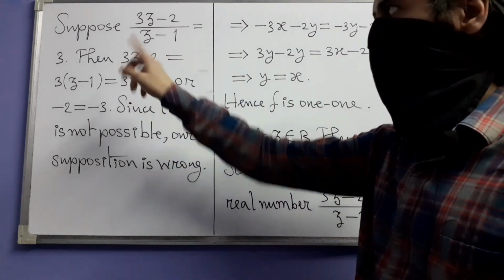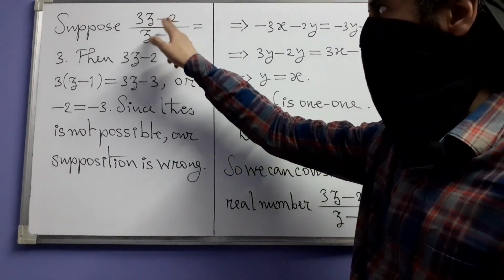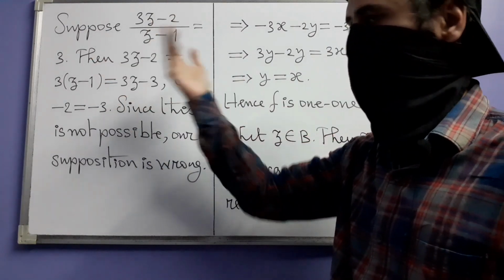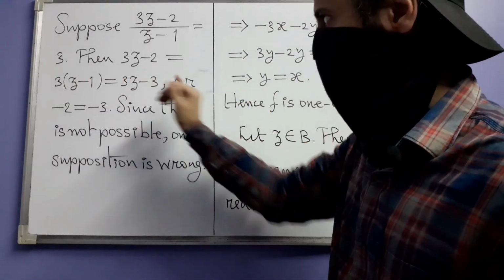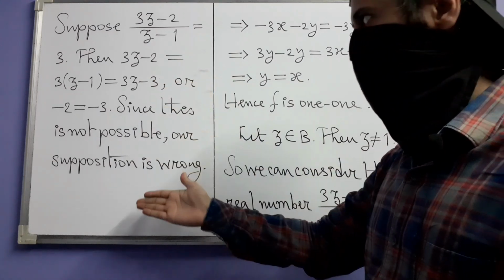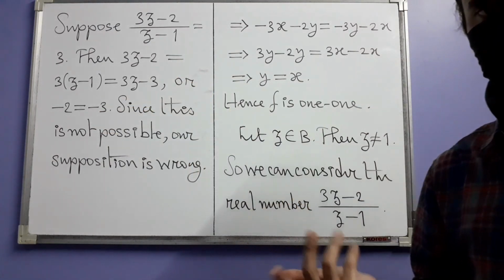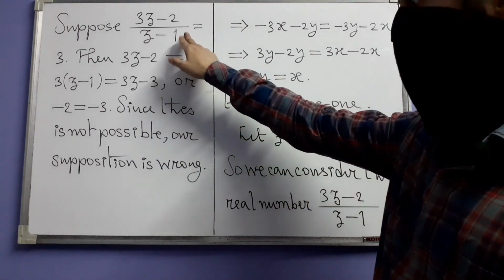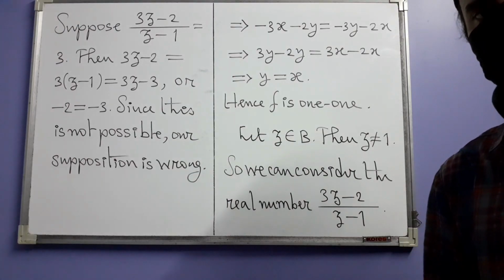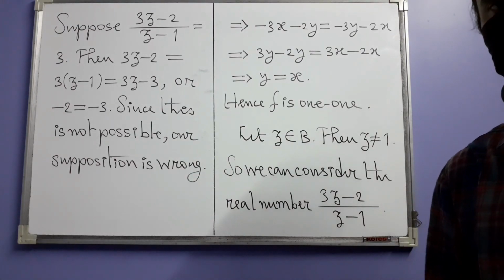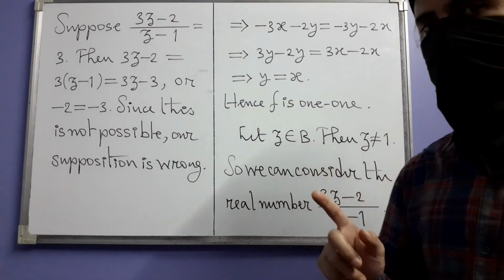What will happen if this is equal to 3? Then you have 3z minus 2 equal to, if you multiply both sides by z minus 1, 3 times (z minus 1), or 3z minus 3. Now cancelling 3z from both sides, you get minus 2 equal to minus 3, which of course is not possible. And that is why our supposition is wrong. That means this cannot be equal to 3. And what does that tell us? It tells us that this real number is in the set capital A.